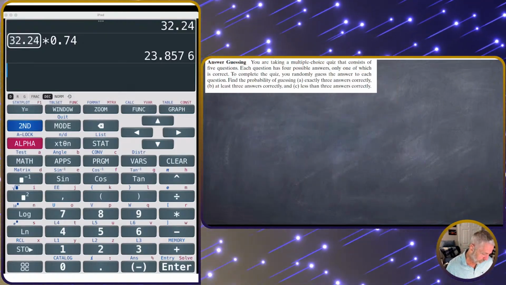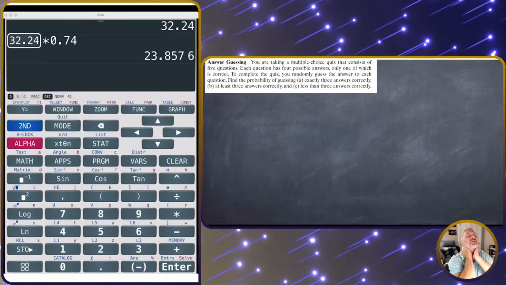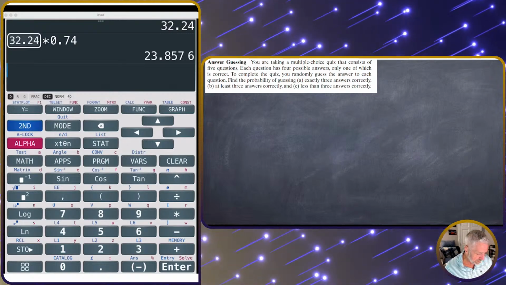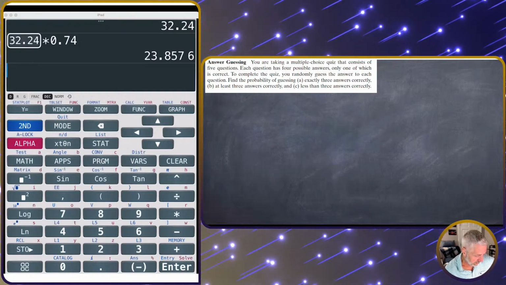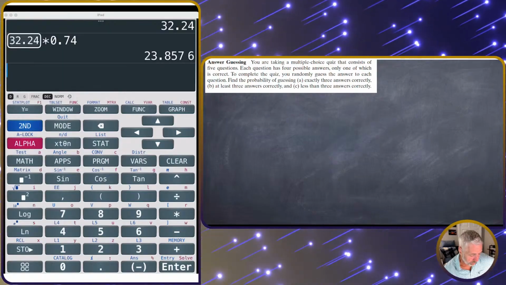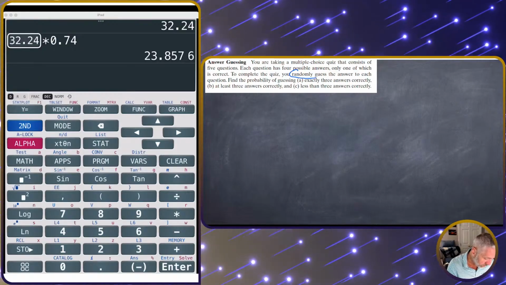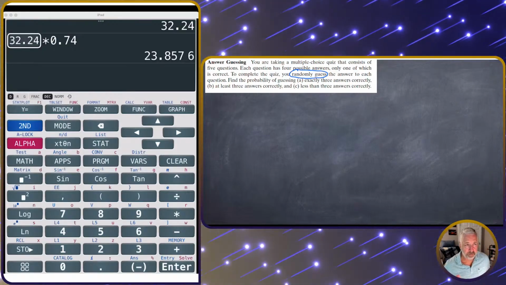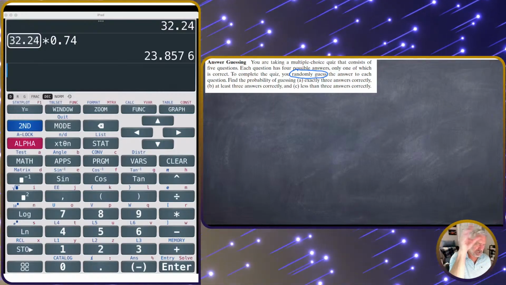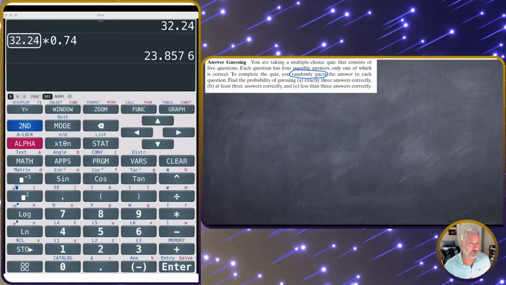So let me squeeze forward. Let's talk about this problem. I can't remember if I worked this one the last time I was in here or not. You are taking a multiple choice quiz that consists of 5 questions. Each question has 4 possible answers, only one of which is correct. To complete the quiz, you randomly guess. That's very important, actually, that you are randomly guessing so that you have the same probability of selecting one right answer out of these 4 choices. You're randomly selecting, so you're like reaching in and pulling out. So you have the same probability of getting any one of these 4 answers.